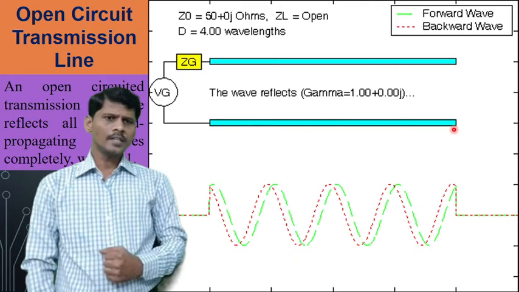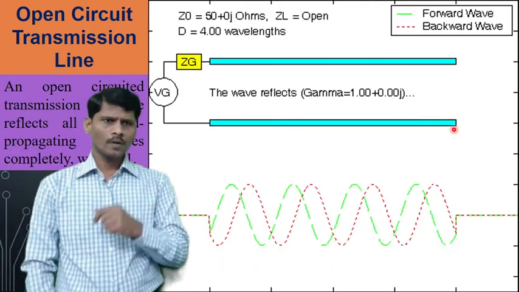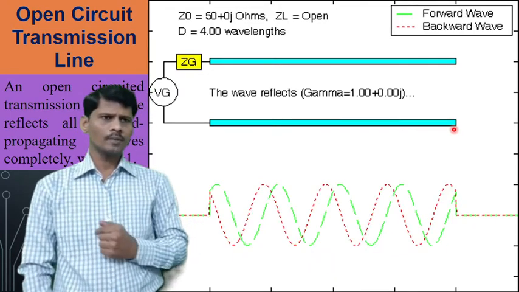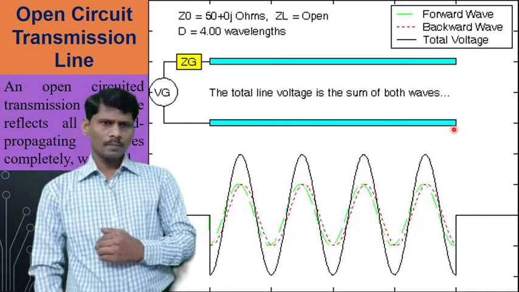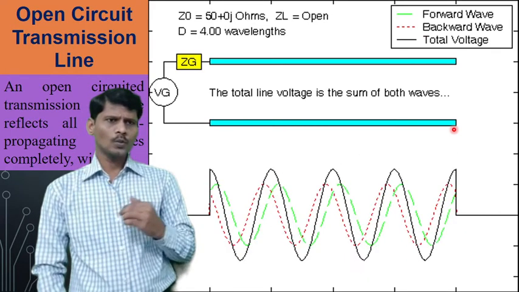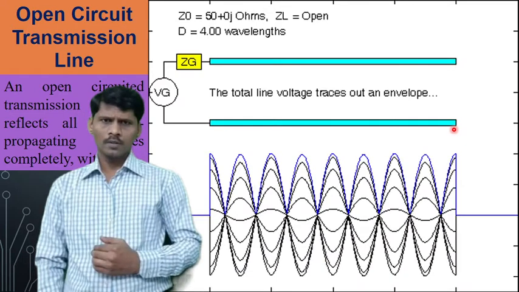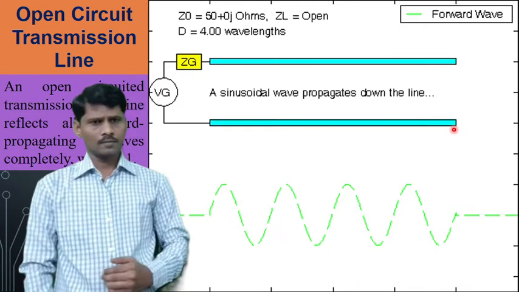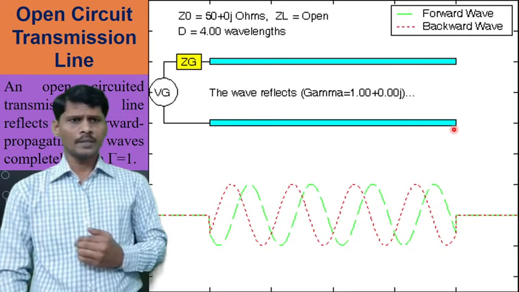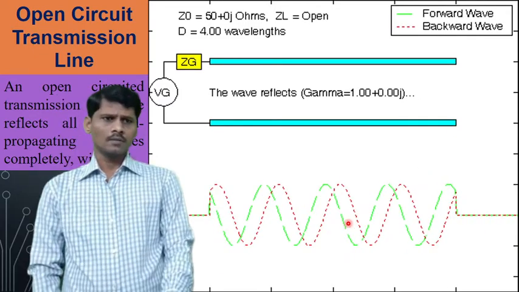The green color waveform indicates the forward wave, the red color waveform indicates the backward wave, and the black color waveform indicates the total voltage and standing waves. What standing waves are, and what the standing wave patterns are, will be discussed later on.